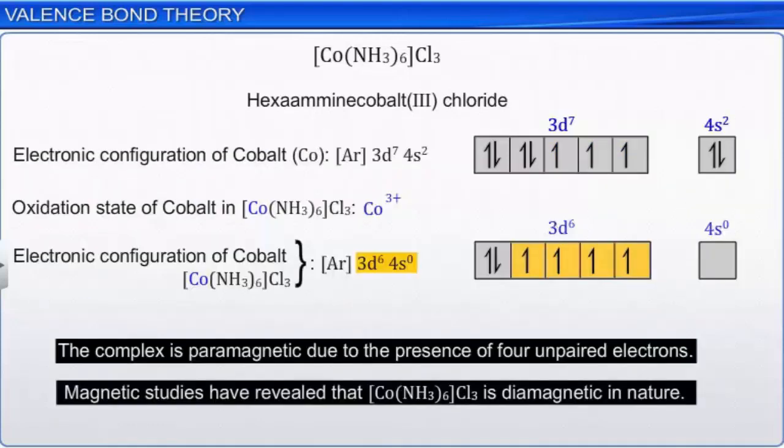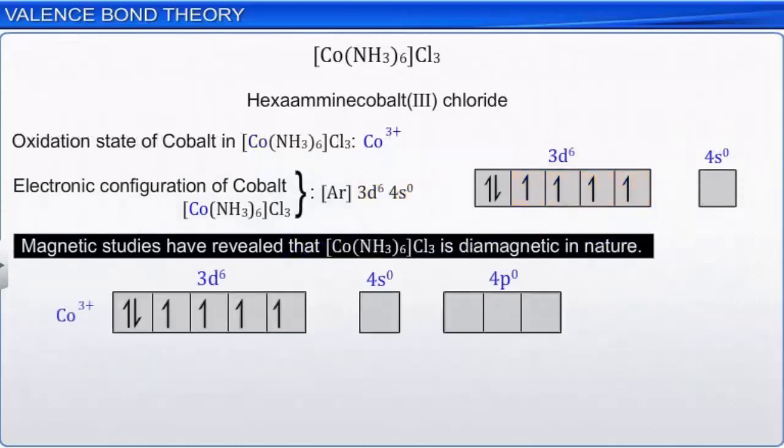So the magnetic nature of this complex hexamine cobalt 3 chloride is paramagnetic due to the presence of 4 unpaired electrons. But the magnetic studies have revealed that hexamine cobalt 3 chloride is diamagnetic in nature. Why? Because 2 vacant 3d orbitals are made available for hybridization.